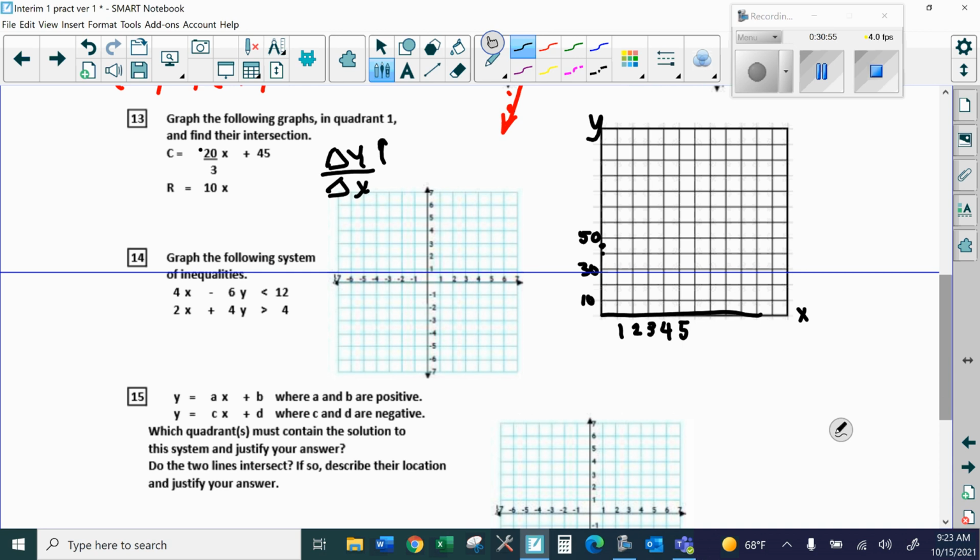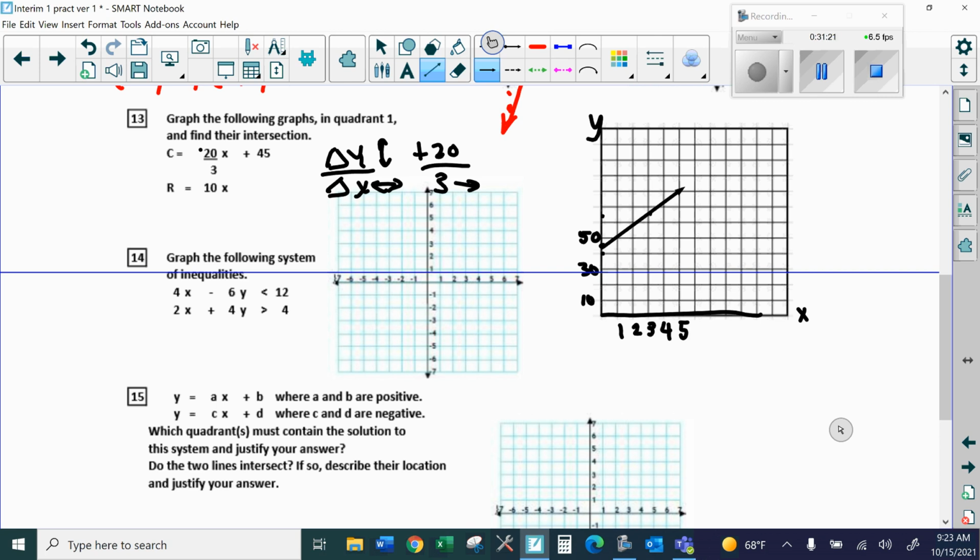So y is either up or down. So I'm going up 20 plus 20 and then right 3. Okay, x is left or right. So from 45, I'm going to 65. Well, there's 60, there's 65. I'm going right 3. 1, 2, 3. Okay. And there would be my right like this.